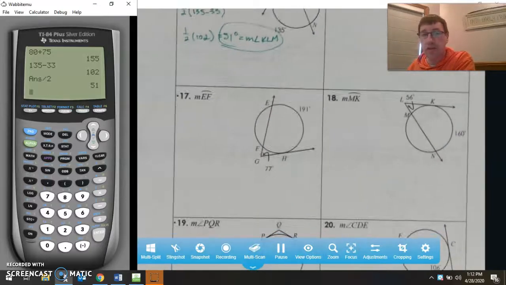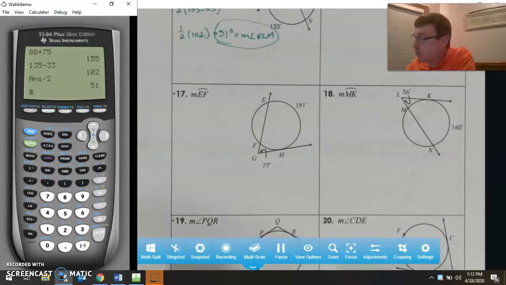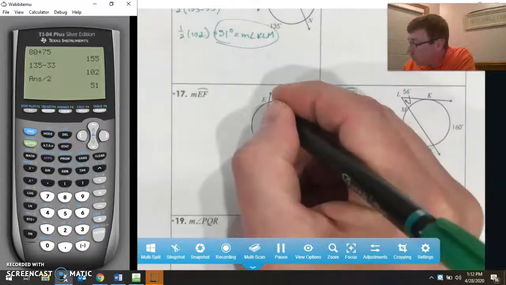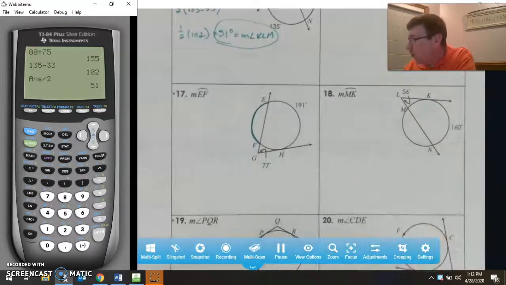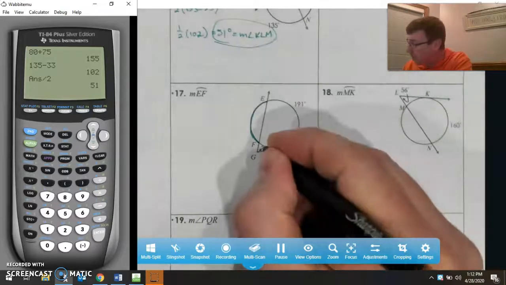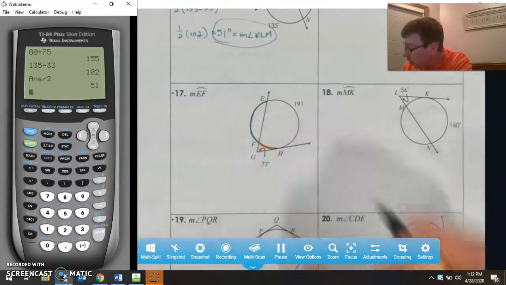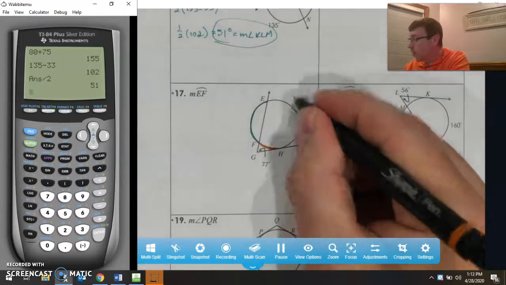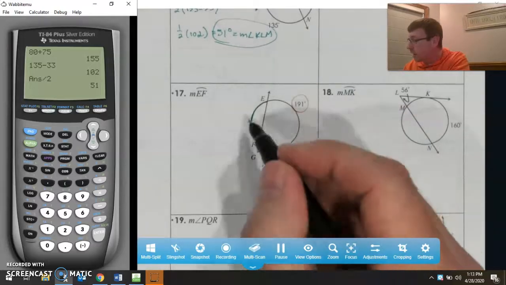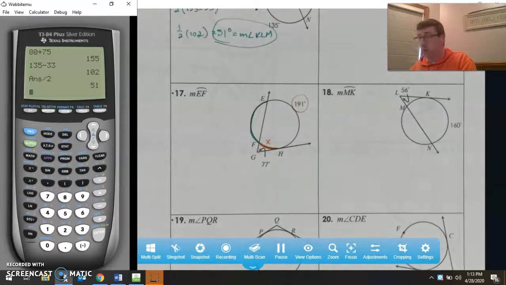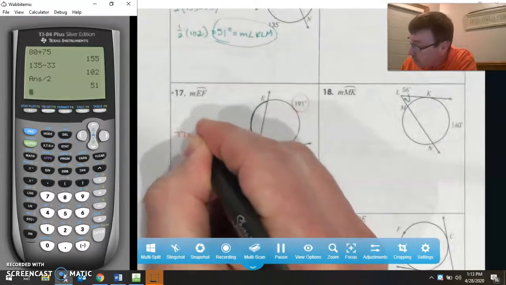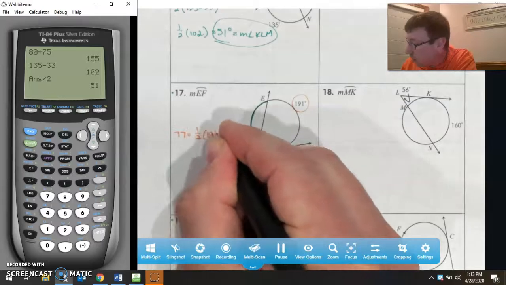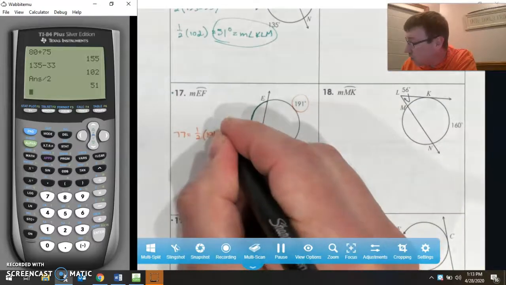Now we take a look at number 17. Number 17 is just a little bit different, but it shouldn't be too bad. We're looking for this measure of arc right here. However, we don't have a formula for that, so we're going to have to find the measure of this arc right here, because we already know the 191. If I call this x, and I can subtract those from 360, we'll get our number. The measure of the angle is going to be 1/2 the measure of the big arc minus the measure of the small arc.